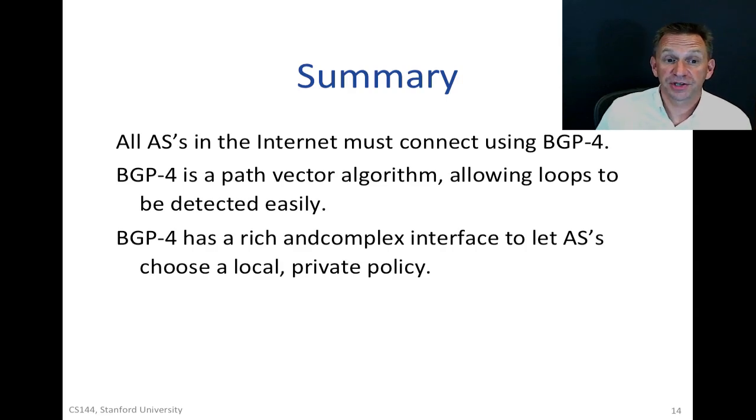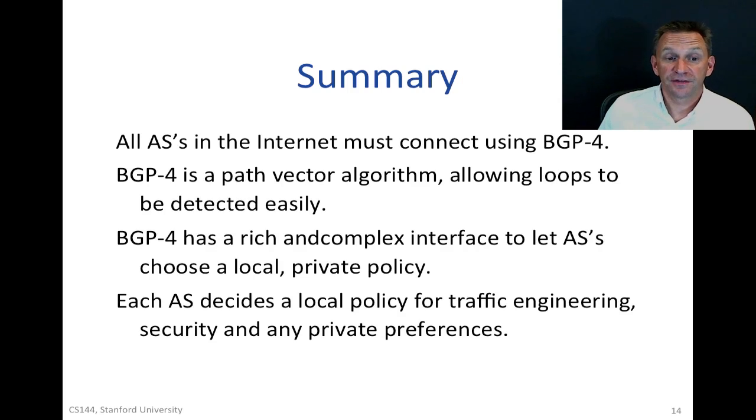BGP4 has a rich and complex interface to let autonomous systems choose a local private policy based on all sorts of things. You could spend a whole quarter learning about nothing else than how BGP works and what the consequences are. There have been many, many papers written on the consequences of these policies. So each AS decides a local policy for traffic engineering, security, and any other private preferences that it might have, so that it can choose amongst advertised paths coming from different neighboring autonomous systems.